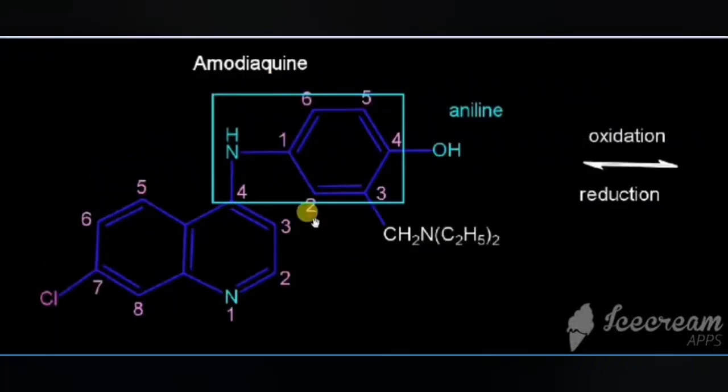The next drug is Amodiaquine. It also comes under 4-aminoquinolines. Here it has a quinoline nucleus and that is connected with an amino group. That is why it comes under 4-aminoquinolines. Here we have quinoline and the 7th carbon is connected with chlorine and the 4th carbon of that quinoline is connected with NH. This one, already we have known, is called aniline. What is aniline? A benzene ring with NH2 can be called aniline. So with the aniline, the 4th carbon is connected with a hydroxy group and the 3rd is connected with a diethylaminomethyl group.